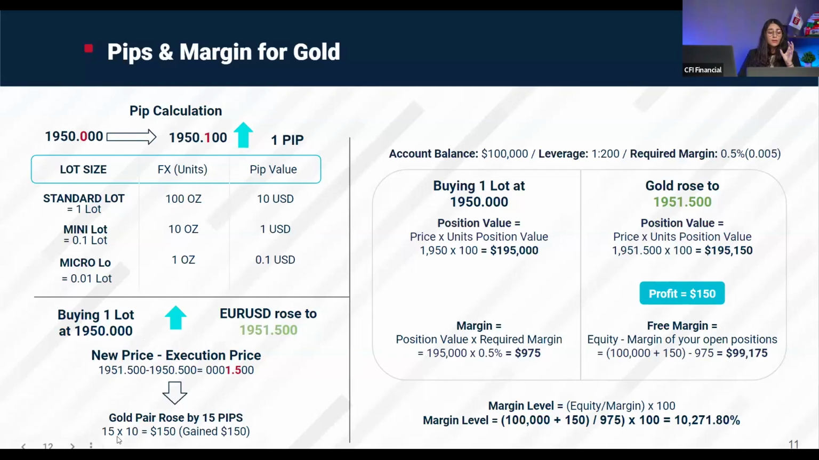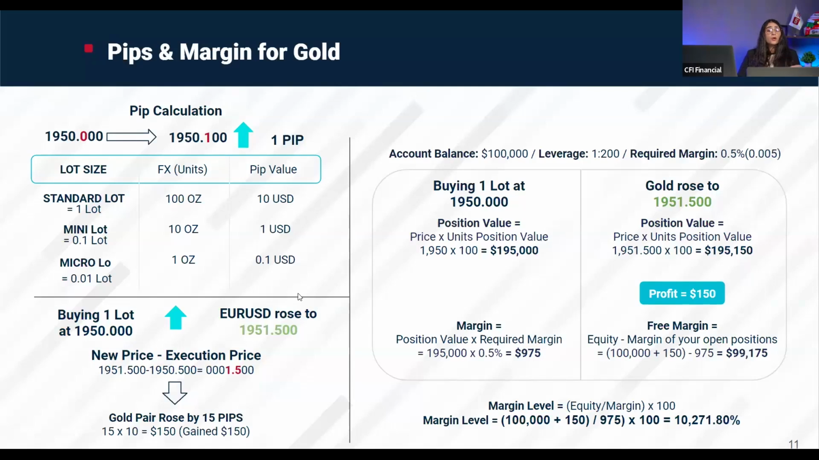So I take the number of pips, which is 15, I multiply it by 10, I would gain $150. Now moving to the right side, we have an account balance of $100,000, a leverage of 1 to 200, and a required margin of 0.5%. Like I said before, to know the required margin, please make sure with your relationship manager to have the right number. So let's take the scenario now for gold.